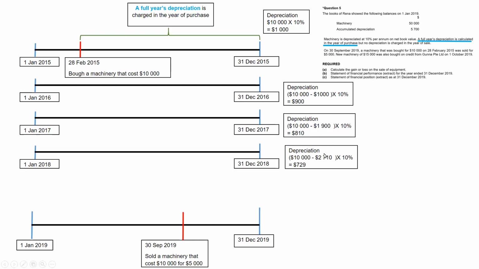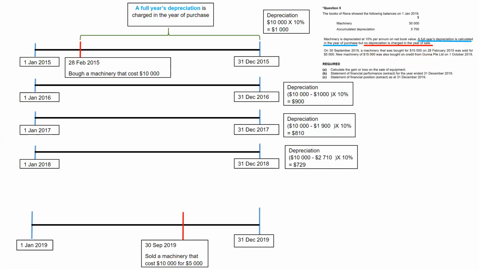The reason for doing that is because you want to find out the net book value at the end of the third year, for the fourth year. So in this case, you take 10% of the net book value, and you will have calculated $729. And then now we are going to move on to the next year.